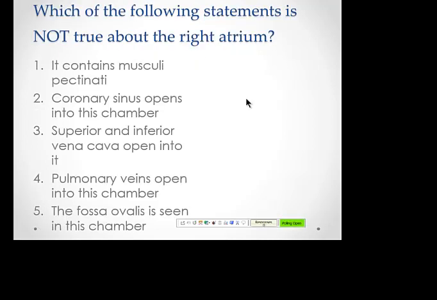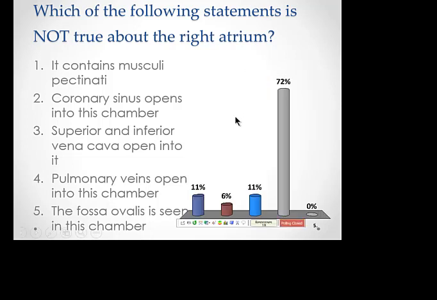Now imagine you got a question like this. Which of the following statements is not true about the right atrium? Very good. Yes, pulmonary veins do not open into this chamber. Which chamber do they open into? Left atrium. Veins is always atrium, but this is left atrium. Okay?